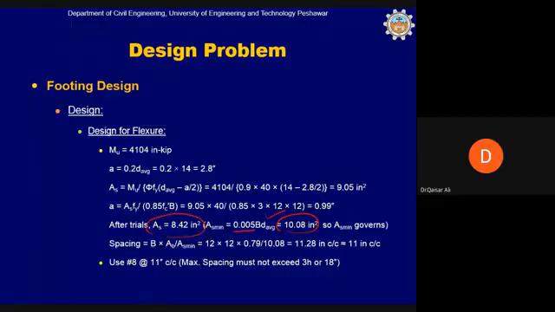Okay, once you do this, because you will be using this one, if you now calculate the spacing or the number of bars, you can do this. Number 8 at 11 inch maximum spacing can be used.